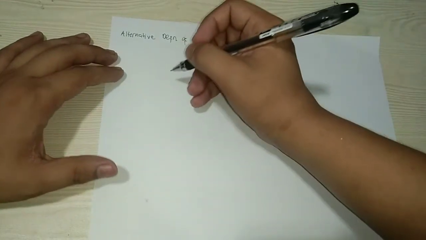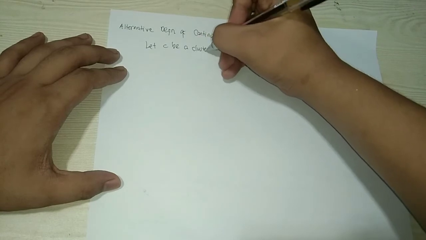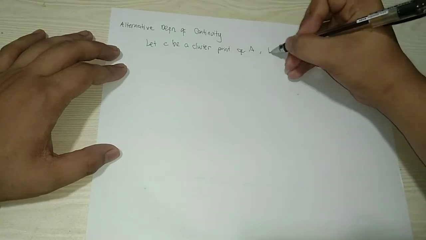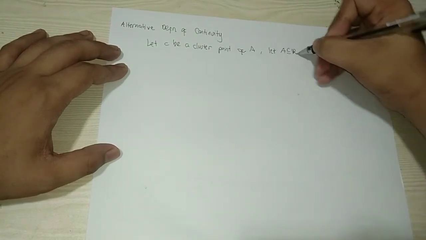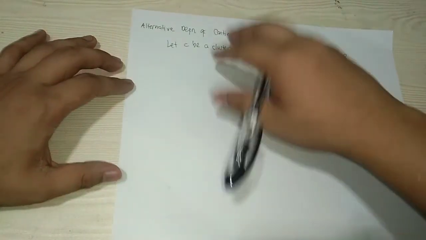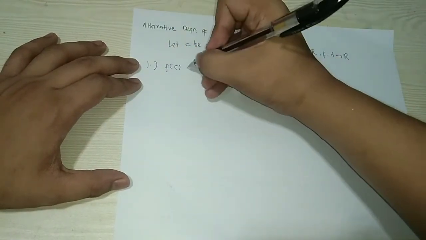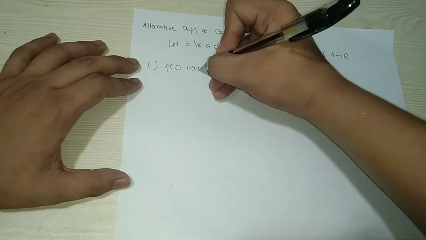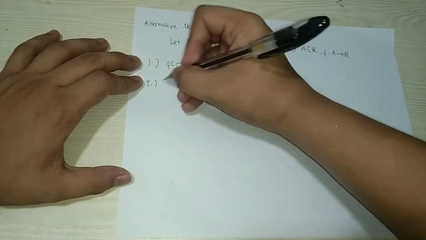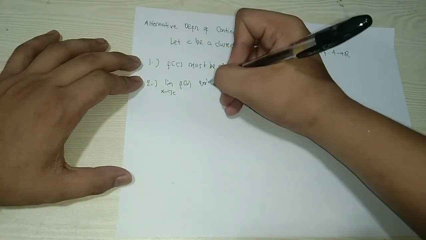So, alternative definition of continuity. Let c be a cluster point of A. Let A be a subset of R and f a function from A to R. Then, number 1, dapat define yung value natin na f of c. So, f of c must be defined. And dapat meron siyang limit. So, yung limit ng function as x approaches c exists.